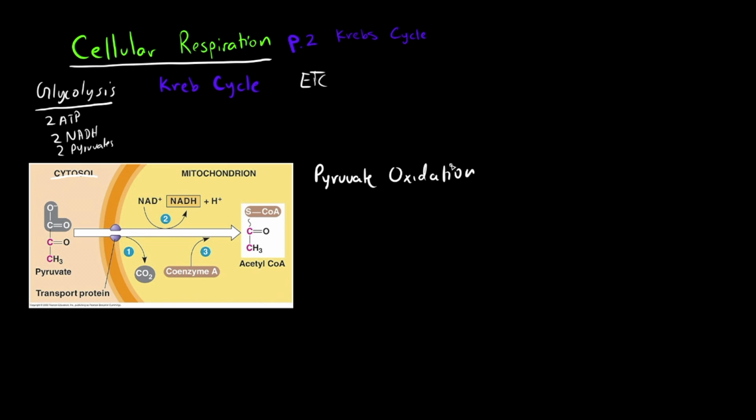Now, it might seem kind of useless at first that we're creating a small conversion of pyruvate to acetyl-CoA, and for many people, they simply gloss over pyruvate oxidation. However, the conversion of pyruvate into acetyl-CoA is extremely important, especially when it comes to starting the Krebs cycle, which is something that we'll get into now.